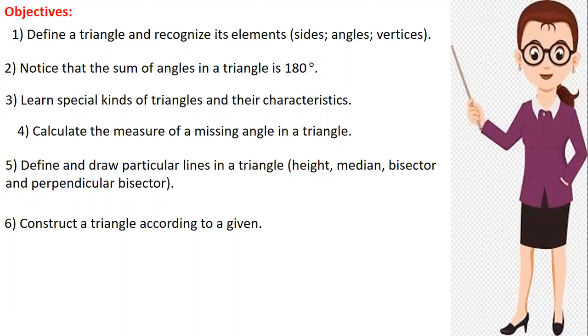Objective number 5, define and draw particular lines in a triangle. What is the height, how do we draw a height, a median, a bisector, and a perpendicular bisector. Objective number 6, we will know the 3 ways of construction of a triangle, according to a given.